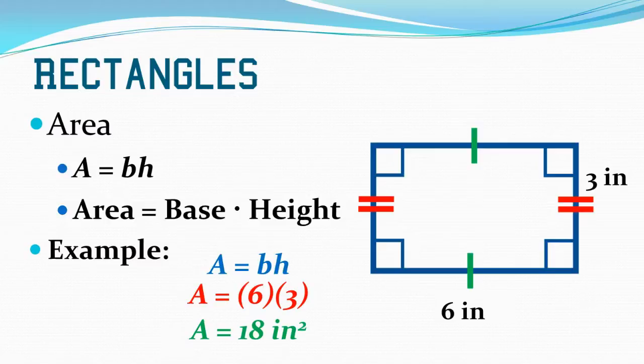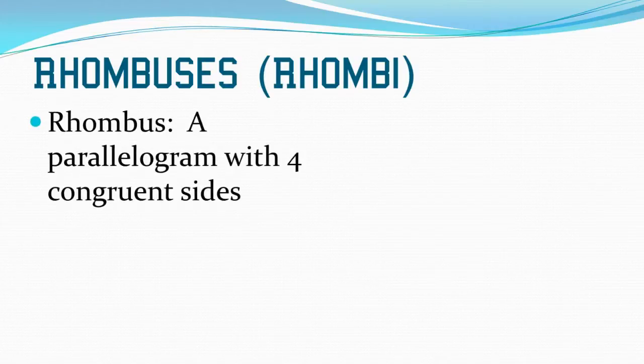With rectangles, some people will change the formula to say that area is length times width. But since it's a parallelogram, we can look at the same idea. We need a base, which is a nice straight side, and we need the height, which is perpendicular to that base. In this case, 6 and 3 meet those requirements. A rhombus, or rhombi, goes by a couple different names, is a parallelogram with 4 congruent sides.